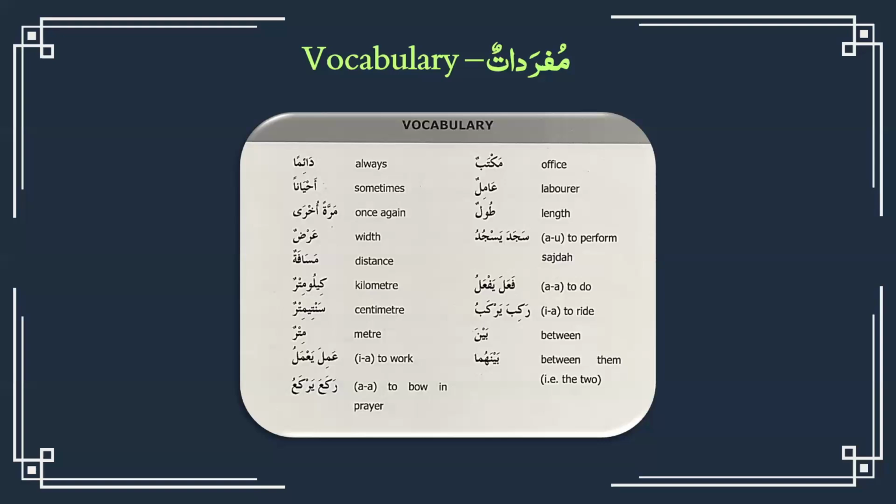We've already clarified this in the past tense and also the present tense. Raka yarkau, to bow down in the prayer. Maktab, office. Amil, laborer. Tool, length. Sajada yasjudu, to perform the sajda. Fa'ala yaf'alu, to do something, just to do. Rakiba yarkabu, to ride. Baina is between. Bainahuma, between them.